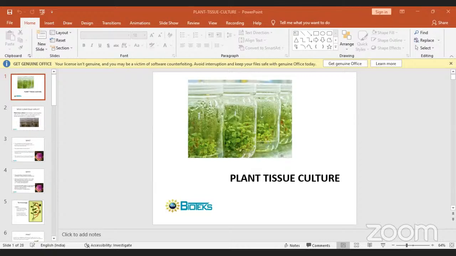The ovule culture also, I think on the next page, just wait. The page number is... ovary and ovule culture is 279. Yes, sir. Yes, 279. Okay.